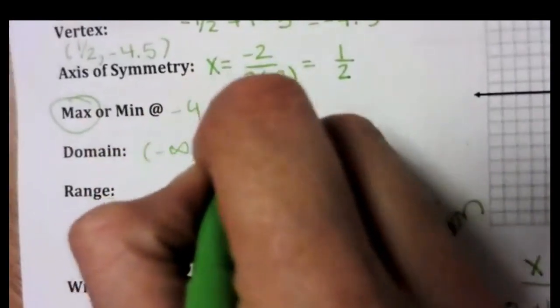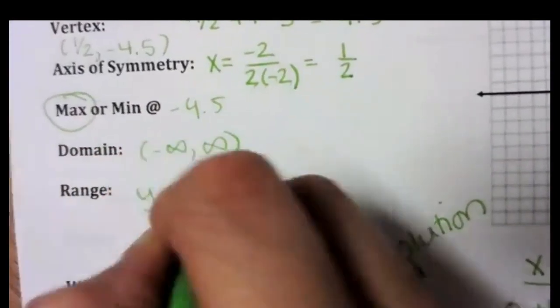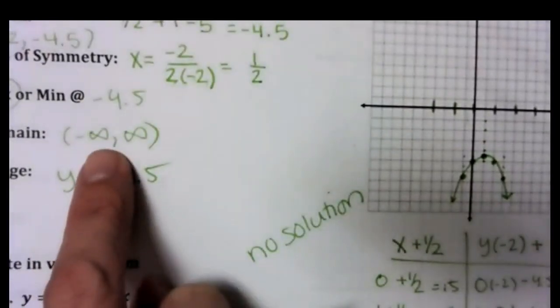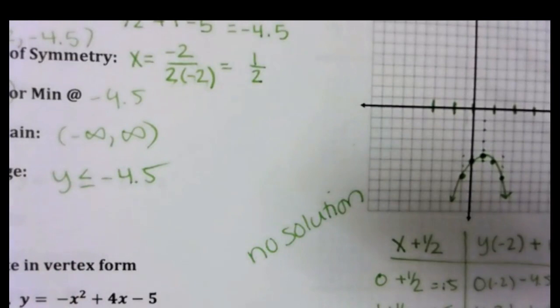So that graph has a max at negative 4.5. Your domain is all reals. And your range or your y values are going down, which we can see from that graph. So it's y is less than or equal to negative 4.5, etc.